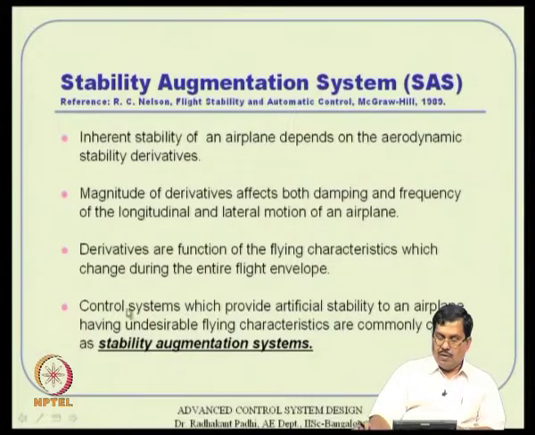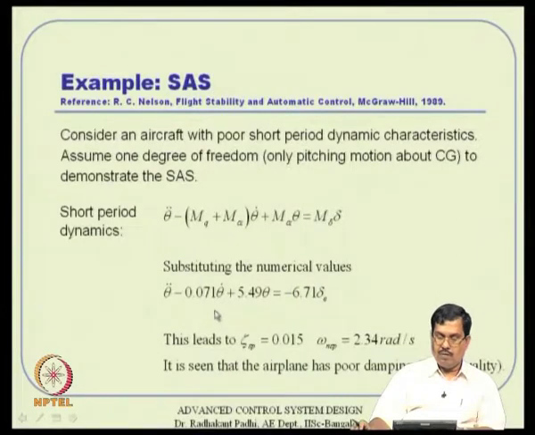Now, what we are doing here is the control system which will provide artificial stability to an airplane having undesirable flying characteristics, and that is commonly called a stability augmented system. That means part of the control is built in basically, and then another part you excite through a different one. So that is the idea of a stability augmented system.